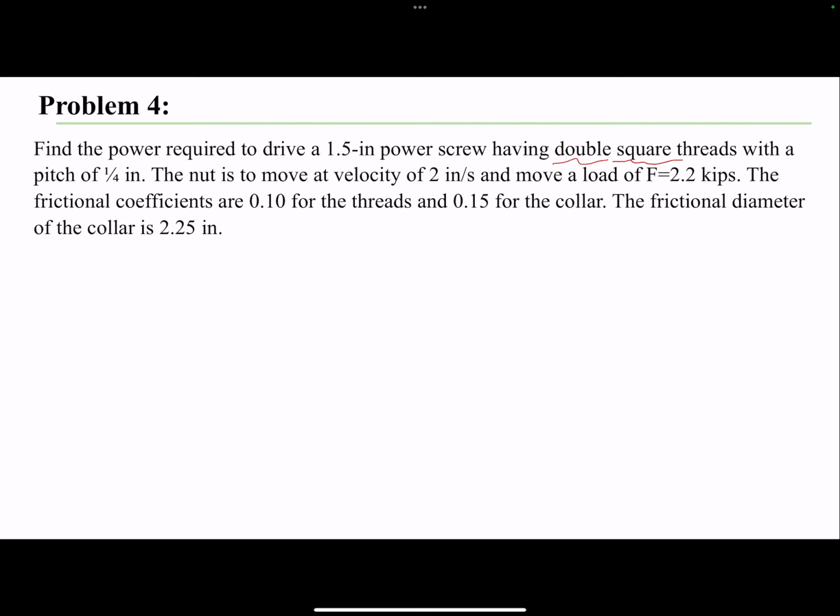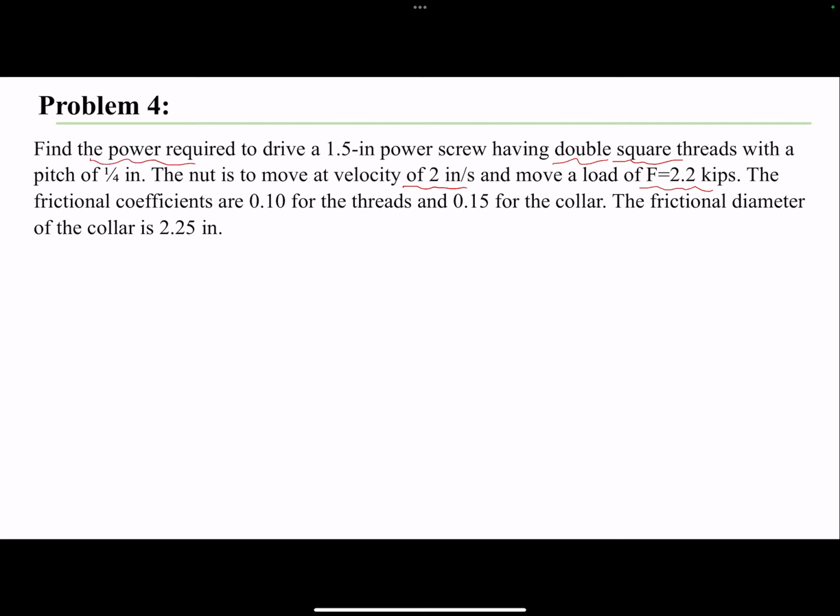The nut is to move at a velocity of 2 inches per second. So we have the velocity and we have the lead. We can find the RPM. And move a load of 2.2 kip. So that means that we are lifting a load, and that's the load that we can move. The frictional coefficients are 0.1 and 0.15 for the thread and collar respectively. The frictional diameter of the collar is 2.25, and our job is to find the power.